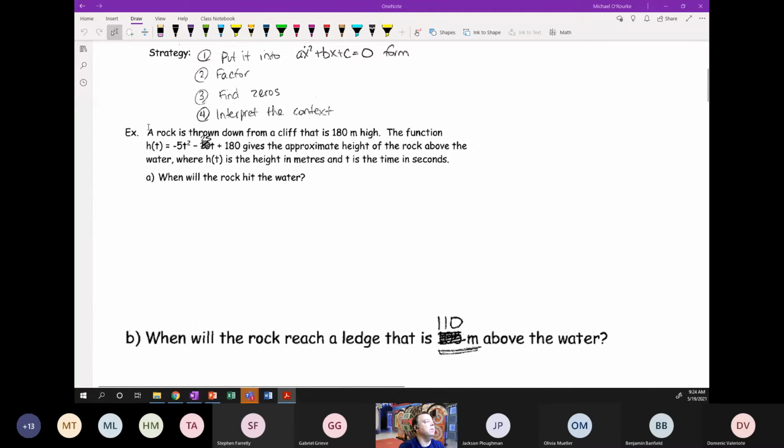So if we look here, a rock is thrown down from a cliff that's 180 meters high. Now, you may laugh at me. I like to draw diagrams all the time with these questions. I always draw a little sketch.